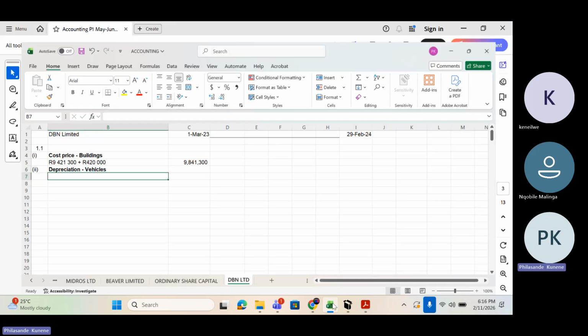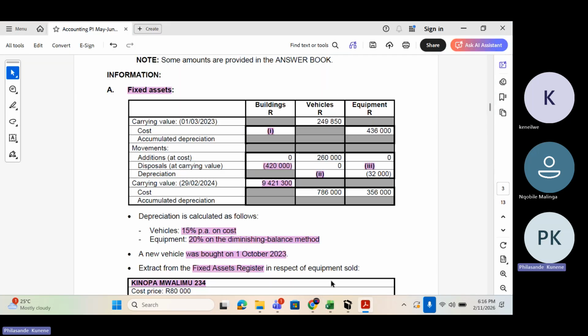Let's go back to the information. Here, we do have the carrying value at the beginning for vehicles. And what else do we have? We have the additions at cost. We know that we purchased a vehicle, which means now for us to calculate our depreciation, we need to start with... and then we have the cost at the end here, which is the total cost of the vehicles that we have at the end.